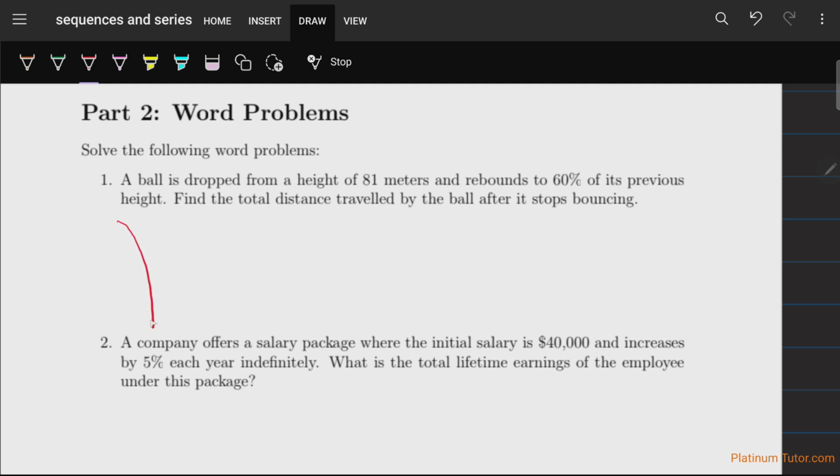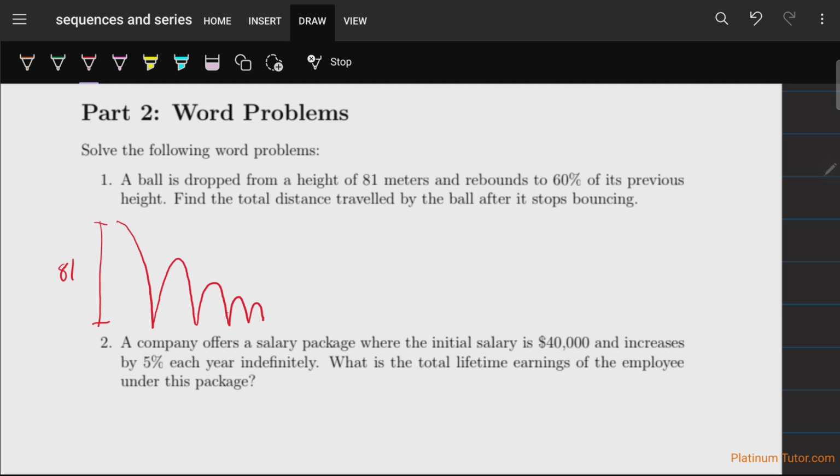First, the first drop is 81. And then the ball is going to rebound to 60% of the height, so somewhere lower. Hit the ground and again rebound to somewhere lower, rebound to somewhere lower, rebound to somewhere lower, and so on. And so this will keep going forever. So you have to recognize this as an infinite series, and we'll see in a second that it's geometric as well.